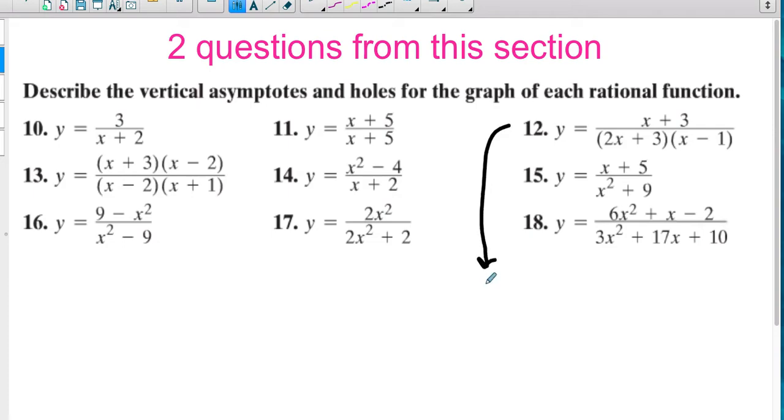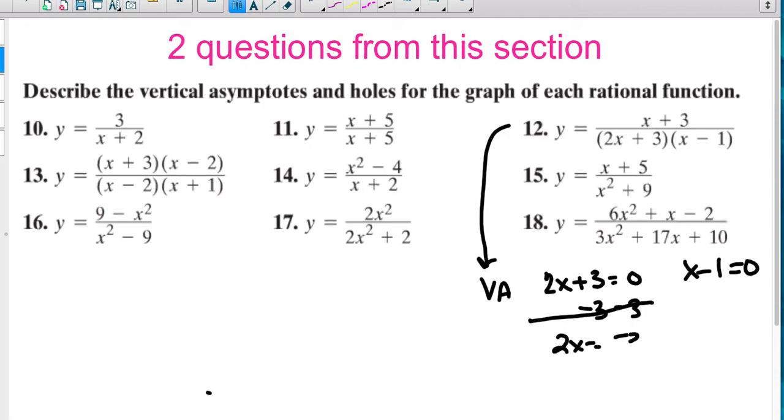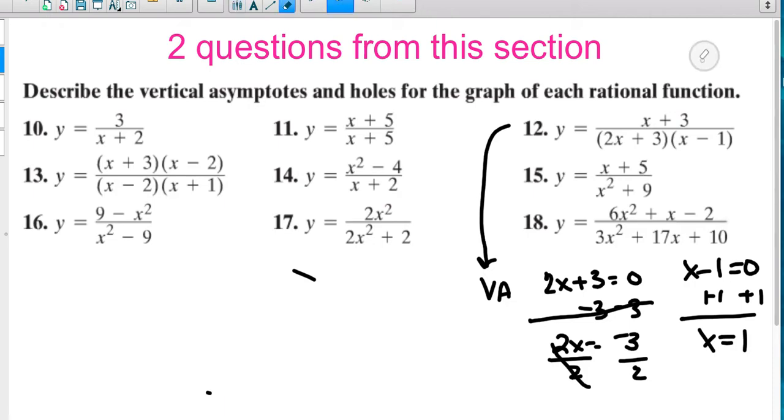So then you have vertical asymptotes at 2x plus 3 is 0, and x minus 1 is 0. So you would subtract 3, and 2x is negative 3, and then divide both sides by 2, and so then you have x is negative 3 halves. Add 1, and you have x is 1. So we have vertical asymptotes at x is negative 3 halves, and x is 1. All right, oops, not what I wanted, but that's okay.